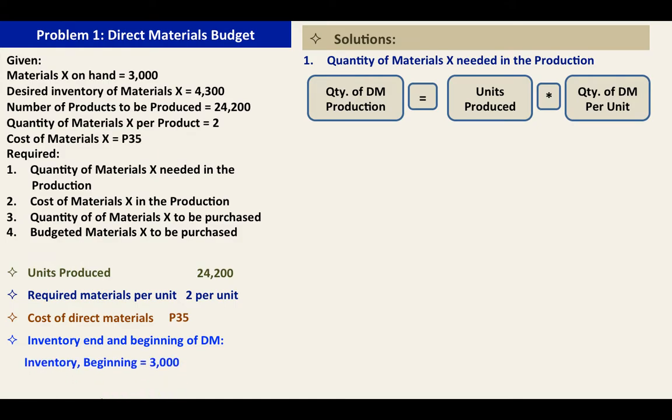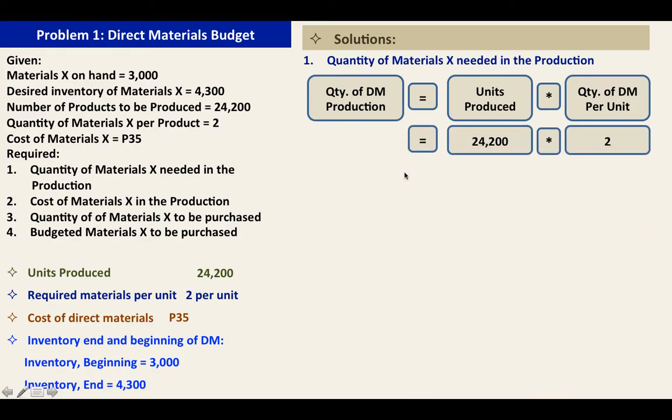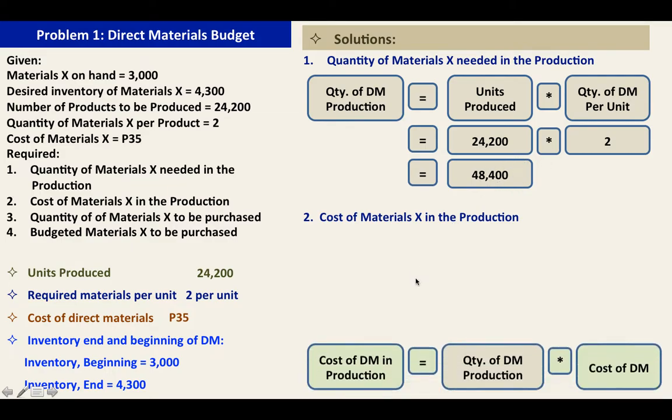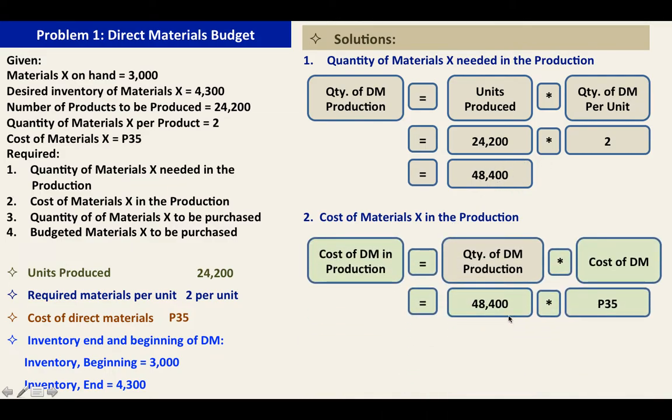And these are the inventory beginning and inventory end. So using this formula, substitute it, and we will have the quantity of direct materials in production is 48,400. So the next thing that is required is cost of materials in the production. So what is the cost of this? So simple formula. We have to know the quantity of direct materials in production times the cost of each material, and that will be the cost of materials in the production, which is 1,694,000. Okay?